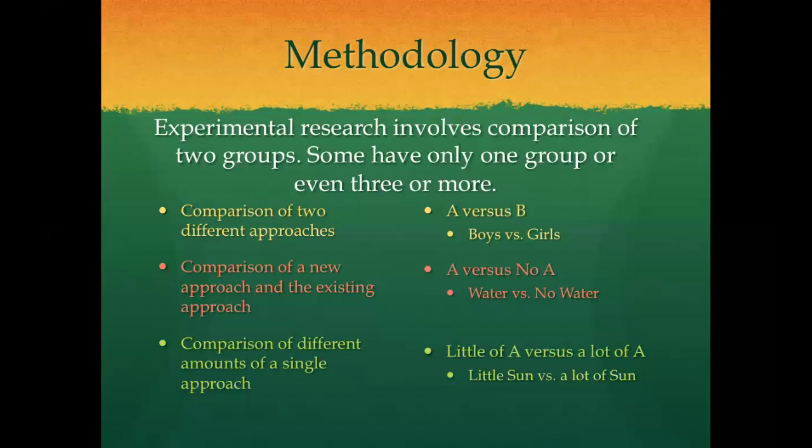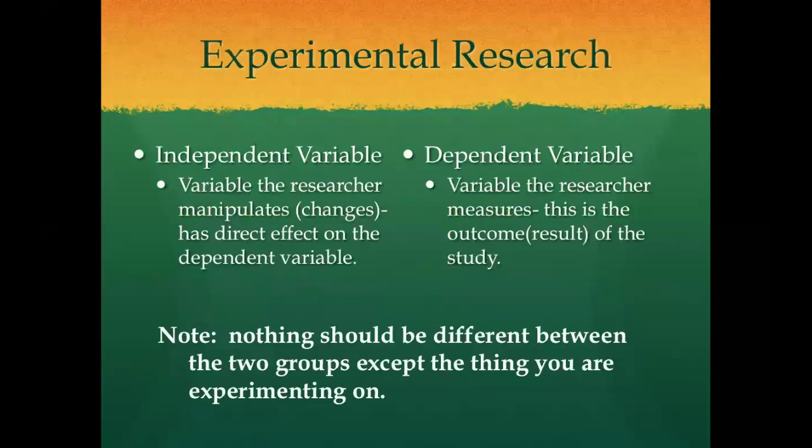Then we have the comparison of a new approach and the existing approach. This one is A versus no A. So if we were watering a plant or doing something of the sort, we could say water versus no water. Then we have the comparison of different amounts of a single approach. A little of A versus a lot of A. If we give a plant a lot of sun, then it'll do this. If we give a plant a little bit of sun, then it'll do this.